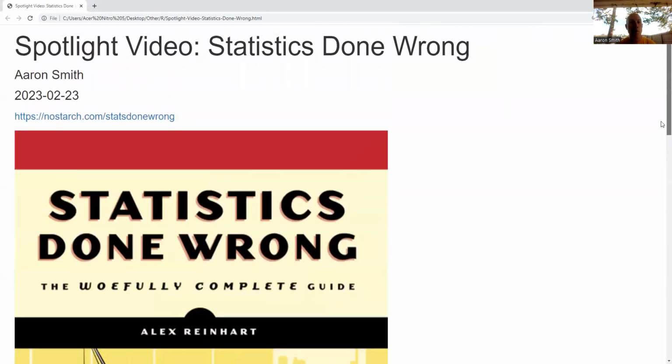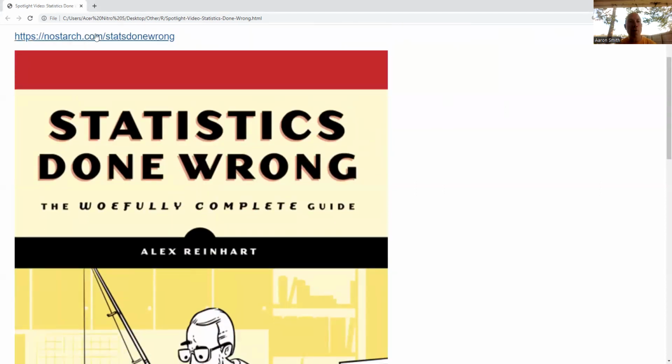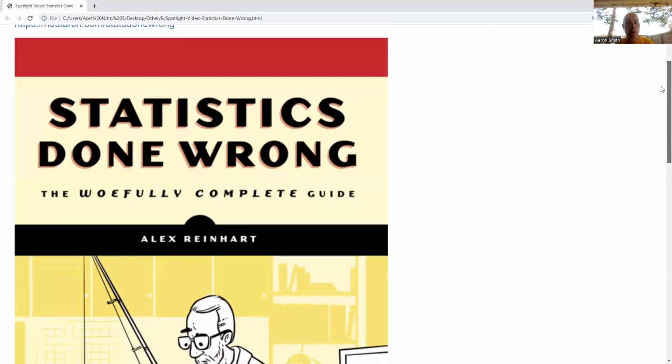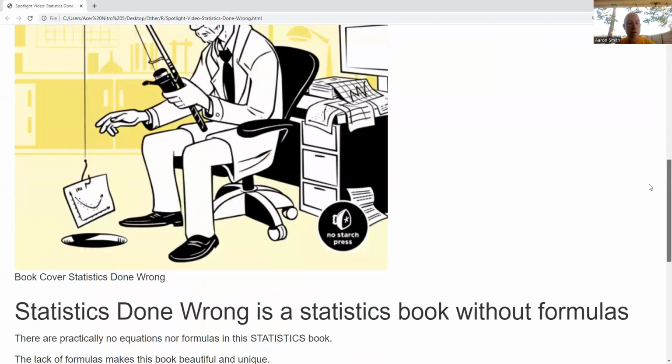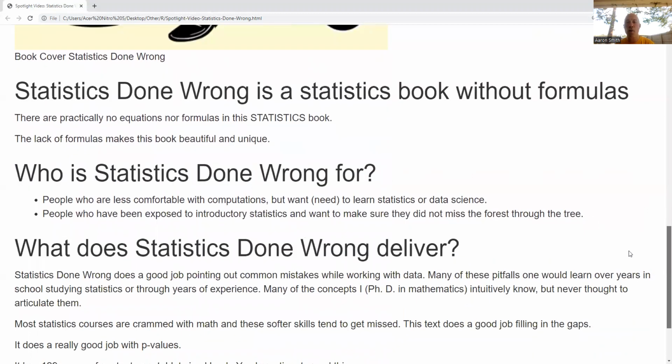All right, so let's zoom in a little bit. Here is the website for the textbook. This is from No Starch Press, nostarch.com/statsdonewrong. I cannot articulate this enough: Statistics Done Wrong is a statistics book without formulas. That completely goes against the grain of a statistics book, so this feature makes it both beautiful and unique. This makes it accessible to so many different people that normally wouldn't be able to get into statistics.